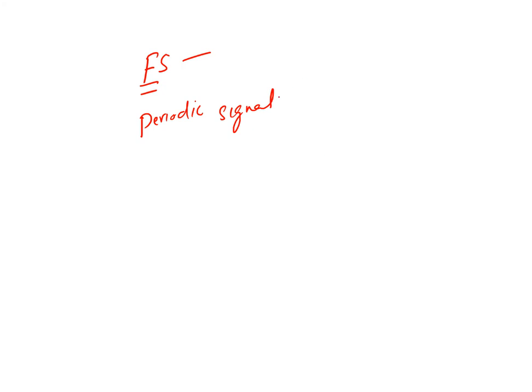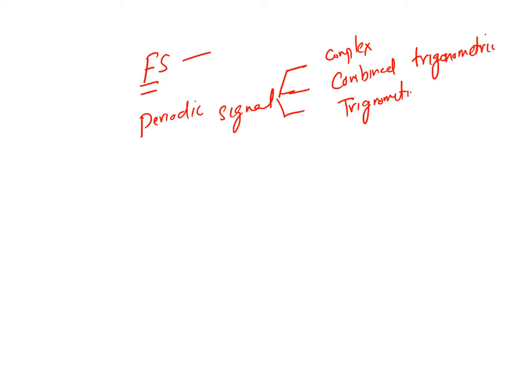So we have learned about three kinds of Fourier series. The first one was the complex Fourier series, the second one was the combined trigonometric, and the last one was the trigonometric. So we can decompose any periodic signal into Fourier series form, and then we can plot the spectrums and the other components, and we can analyze any LTI system.